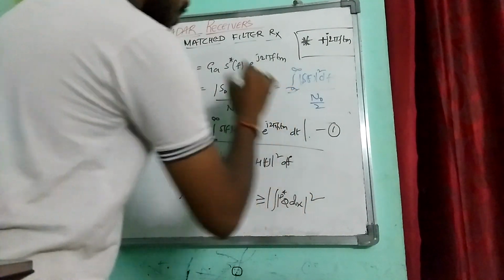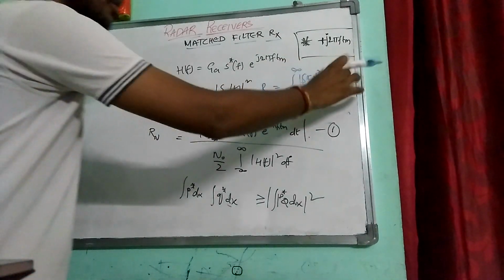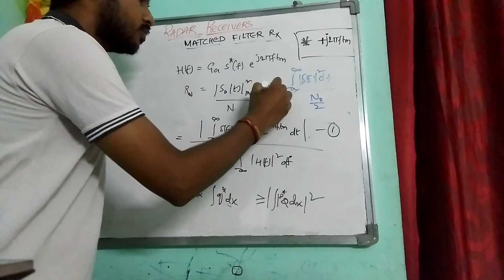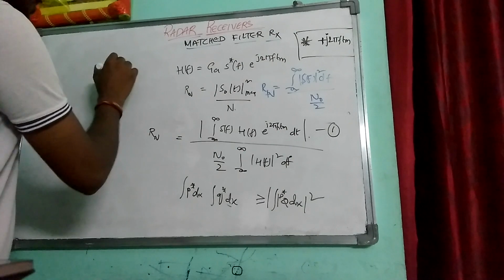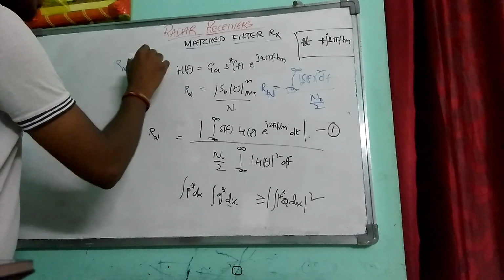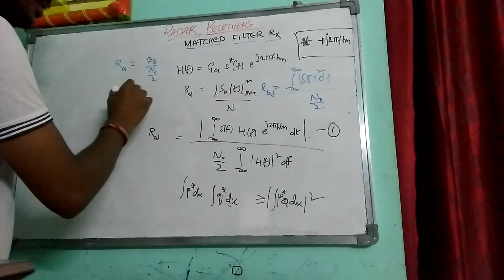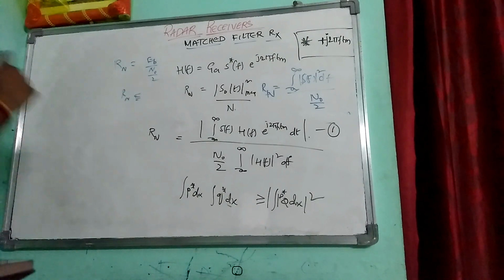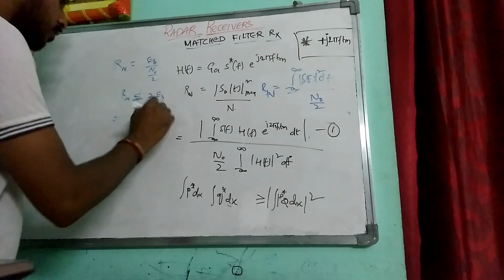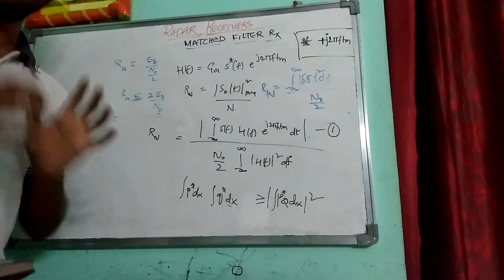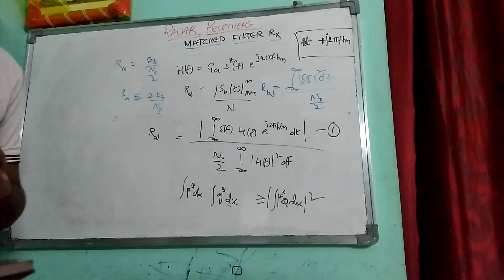This is the energy, right? So that is given by R equal to E by N naught by 2. That is, R should be less than or equal to 2E by N naught. Then the required output signal to noise ratio will be maximum and the noise will be minimum. That's all for this video. Thank you.